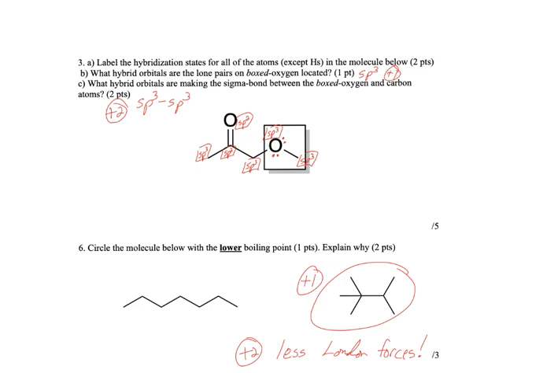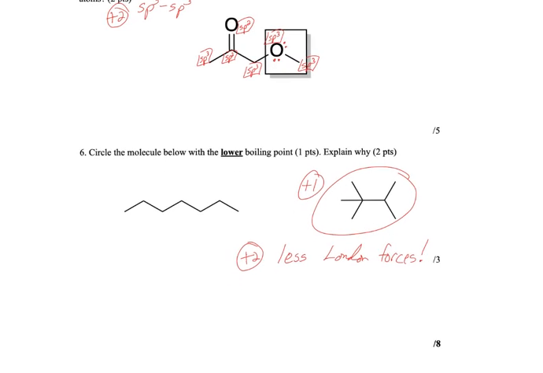So sp3, sp3. What hybrid orbitals are the lone pairs in the boxed oxygen located? Because it's sp3 hybridized, it only has sp3 hybrid orbitals, so it's sp3. And what orbitals are making the sigma bond between the boxed oxygen and carbon atoms? That's because this is sp3, that's sp3, it has to just be an sp3 orbital, sp3 making that sigma bond.